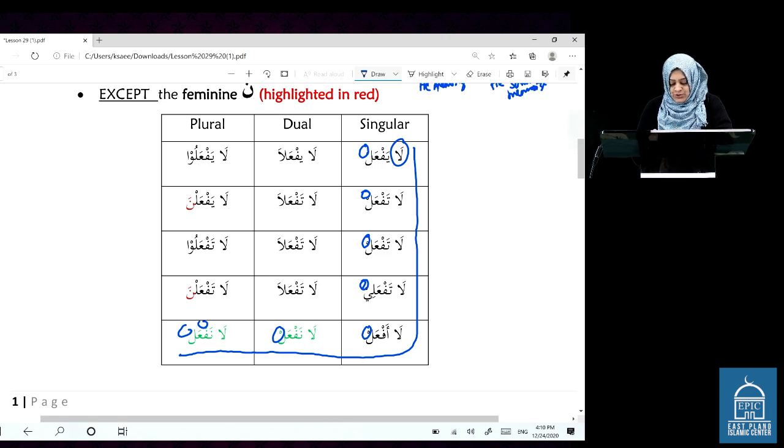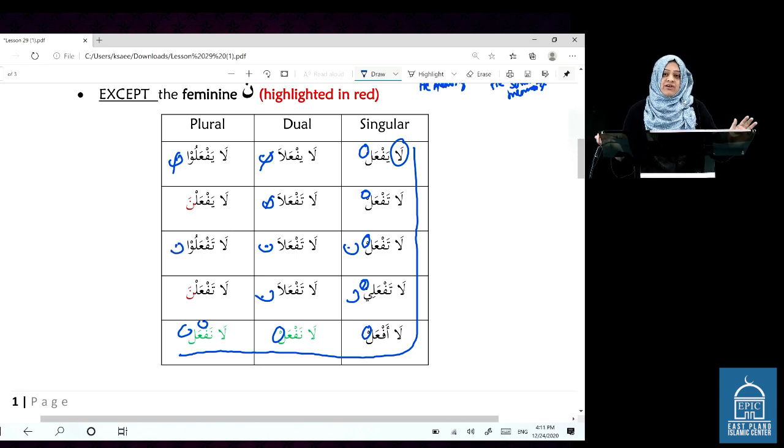And for the others, there were noons over here, all of them got dropped, all the noons got dropped, except for the feminine, I left it in red. That's basically how they affect it. And you lift the veil and you go ahead and you translate. For example, if I want to translate this one, la taf'ali, if I lift the veil, who's sitting underneath? Anti, so you female, and fa'ala means to do. You should not do.